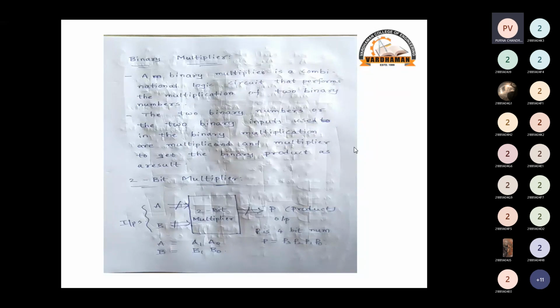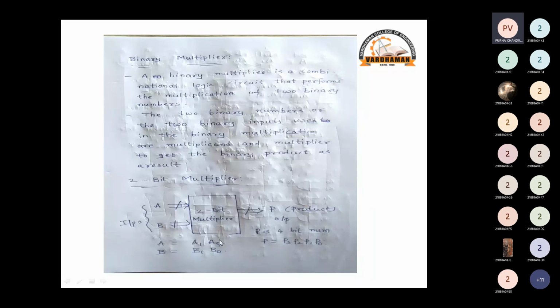A 2-bit multiplier means we multiply two binary numbers, each consisting of 2 bits. The output of the multiplier is the product term. Here the inputs are A and B. A consists of 2 bits and B also consists of 2 bits. That's why this is known as a 2-bit multiplier. So A is equal to A1 A0, B is equal to B1 B0.